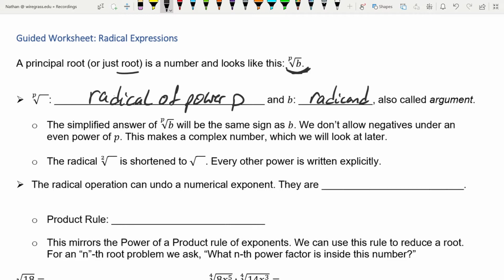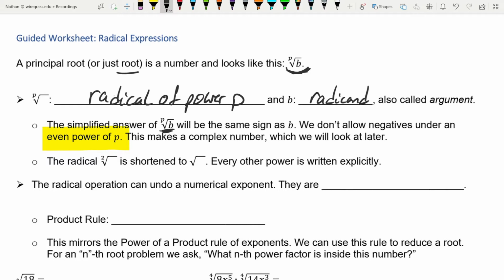So if b on the inside here is negative, then the pth root of b is also negative. However, we do not allow negatives under even roots, even powers, square roots, fourth roots, sixth roots, things like that. This makes it a complex number, and we're going to look at these a little bit later, but for now, we're not going to allow that.